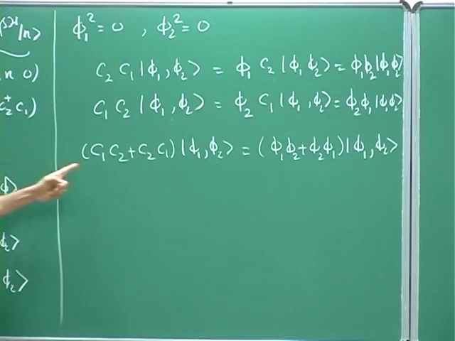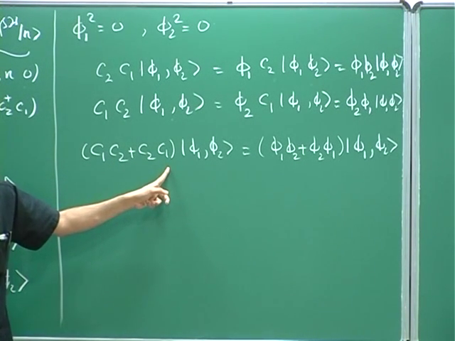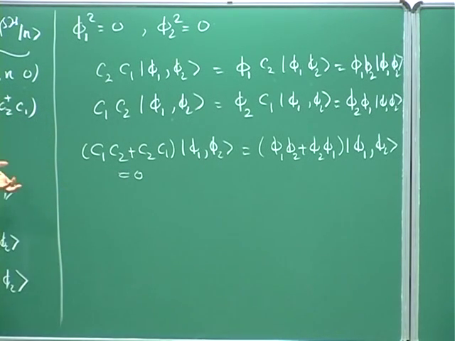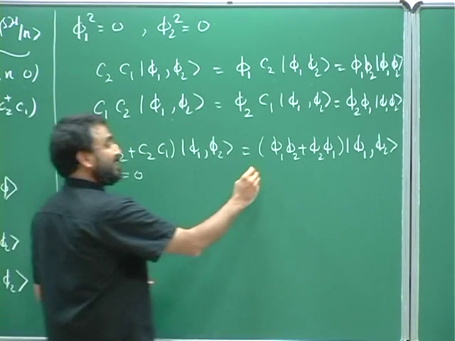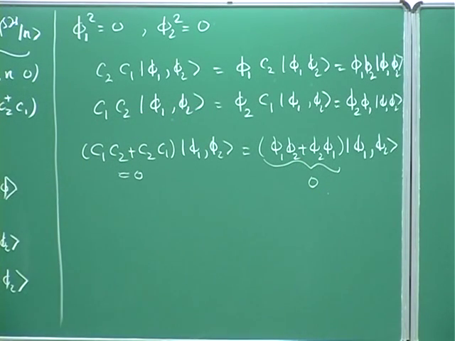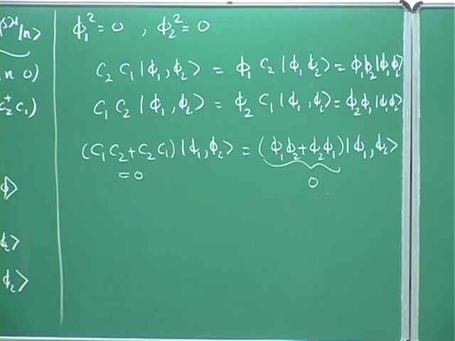Correct? But what is this quantity? But that is 0, right? It's an anti-commutator, correct? And because they're fermionic, it is 0. And that means that this object has to be 0. So do you know anything? Do you know anything that actually anti-commutes by multiplication?